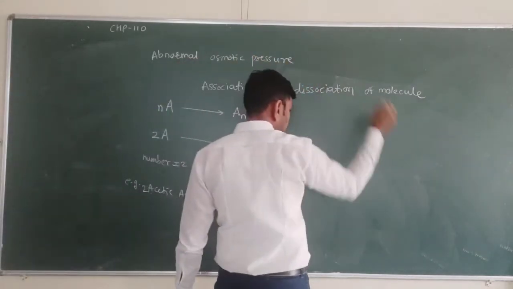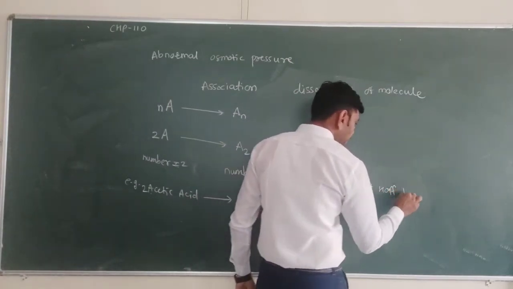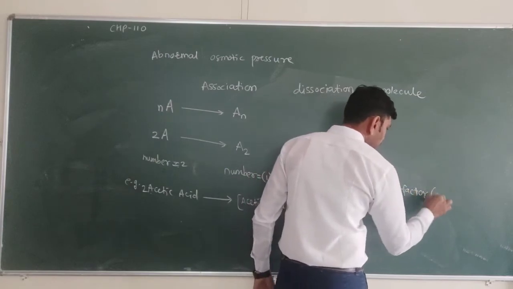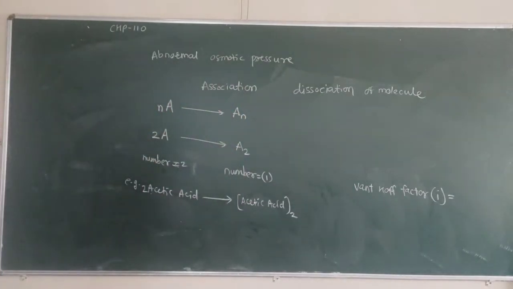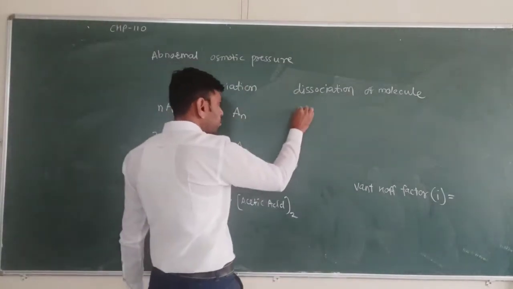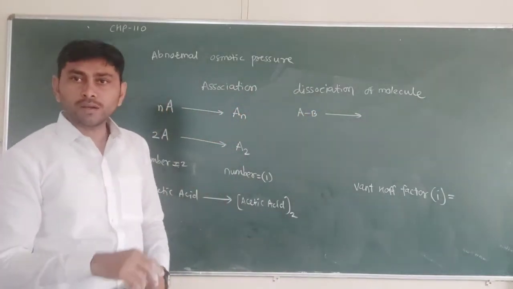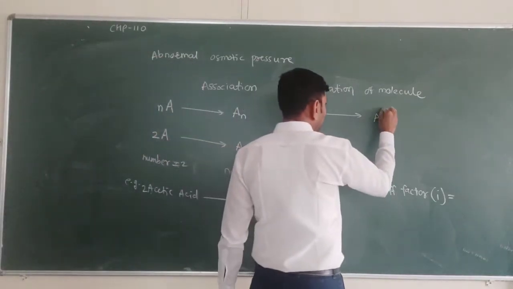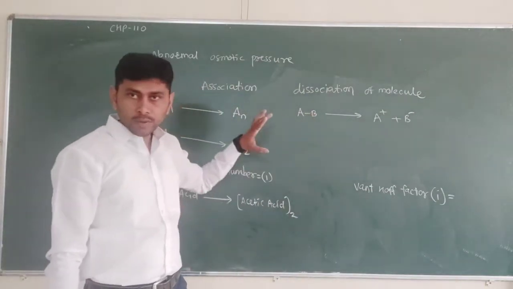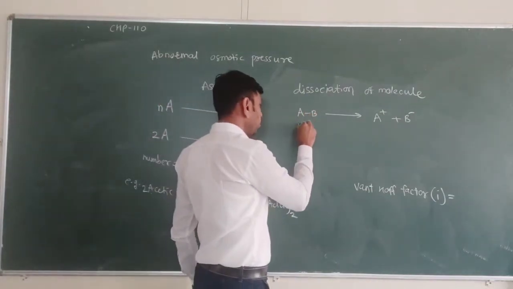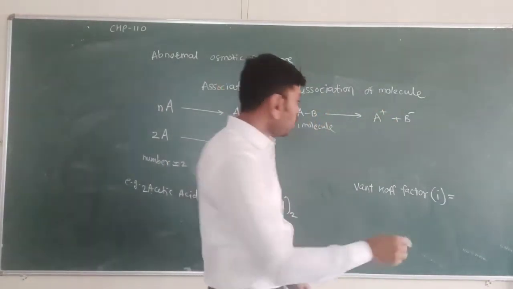Now for abnormal osmotic pressure, we have to calculate the Van 't Hoff factor, indicated by the symbol i. What is this Van 't Hoff factor? Let's first see dissociation of a molecule. Suppose a molecule AB, when we dissolve it in a solution, dissociates into 2: A plus and B minus. We calculate our osmotic pressure by considering 1 molecule, AB as a single molecule, but in actual after dissolution it forms 2 molecules.